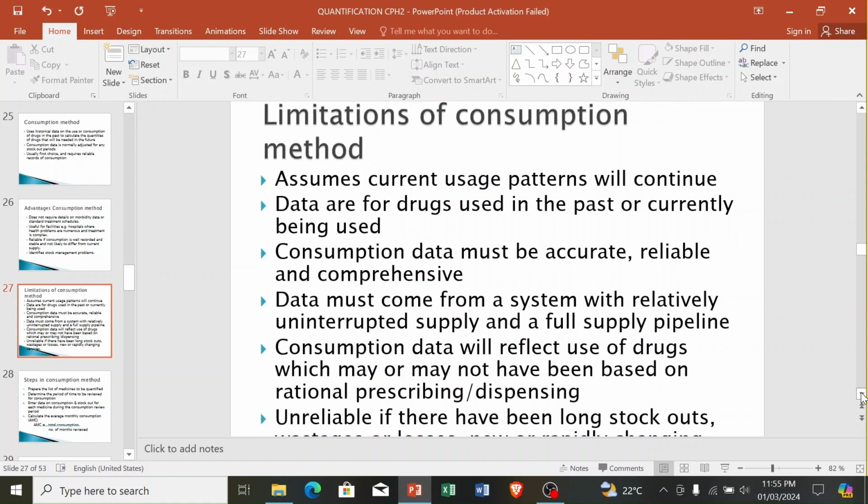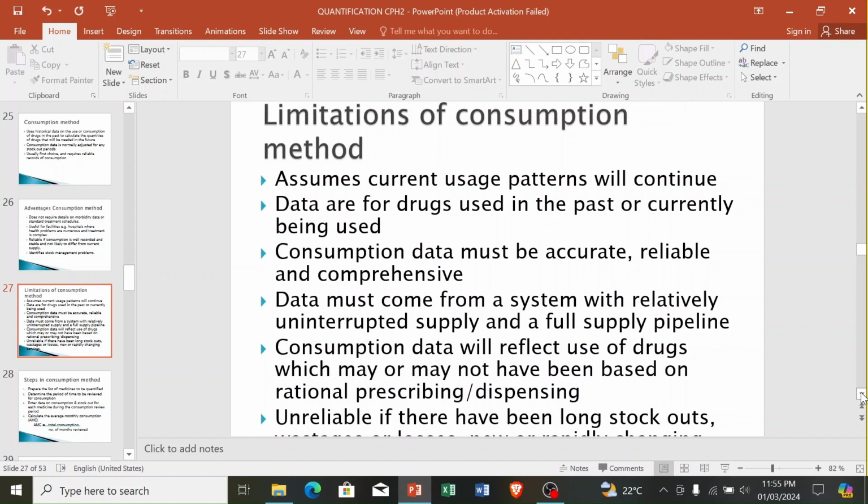Data must come from a system with a relatively uninterrupted supply and a full supply pipeline. So things should be done right. And if anything happened, or maybe we had emergency orders, this specific method may not favor us.